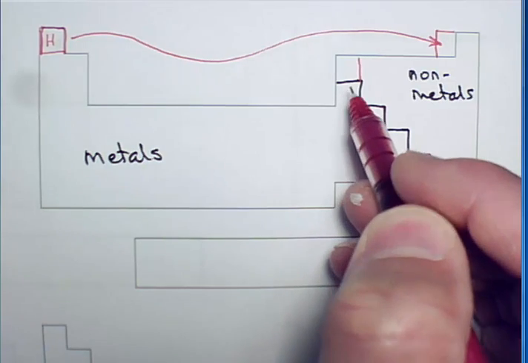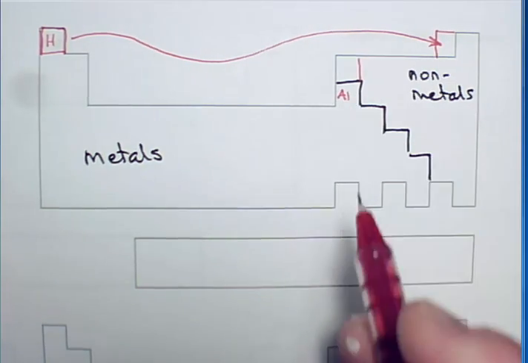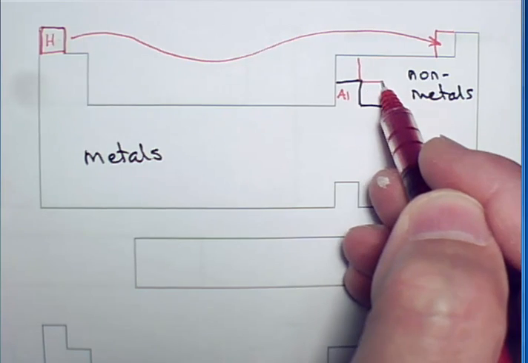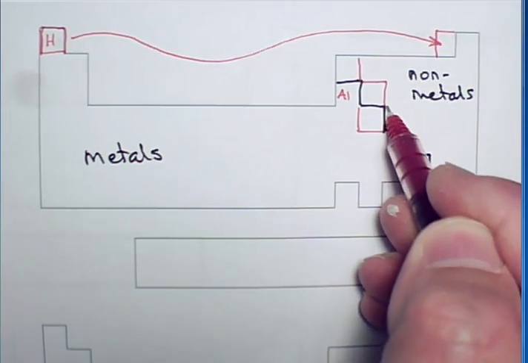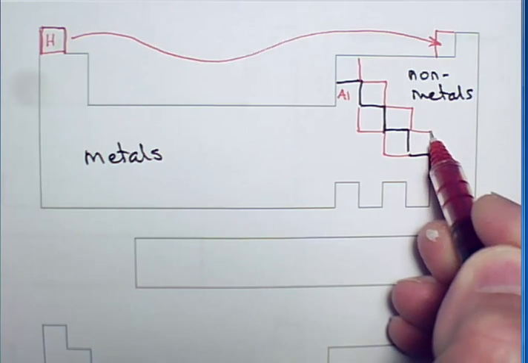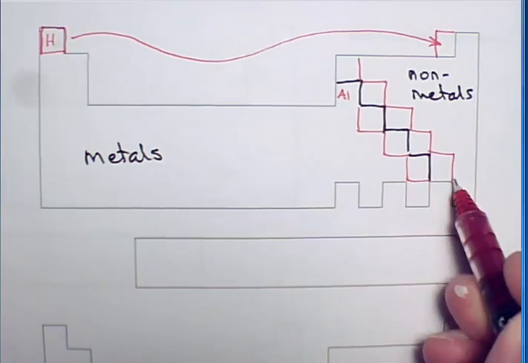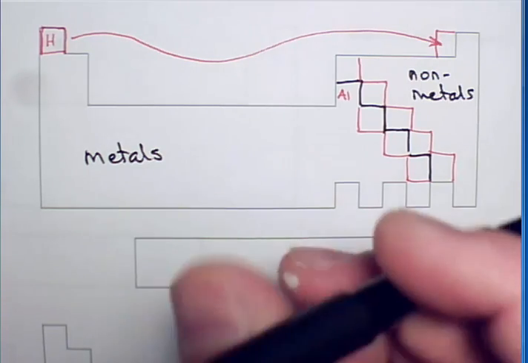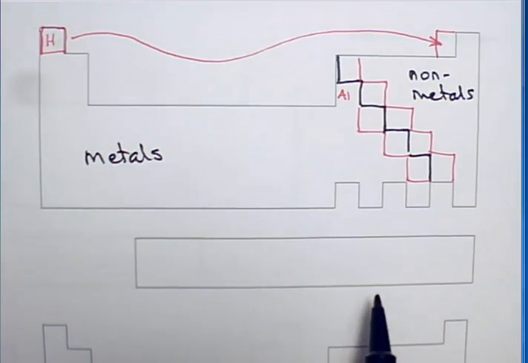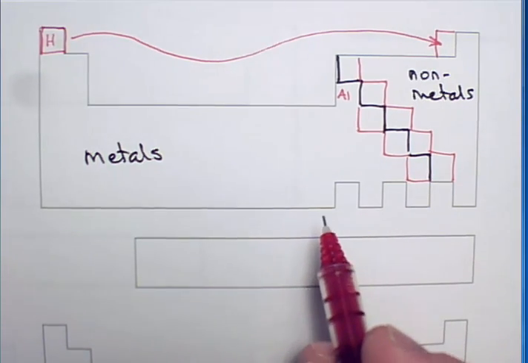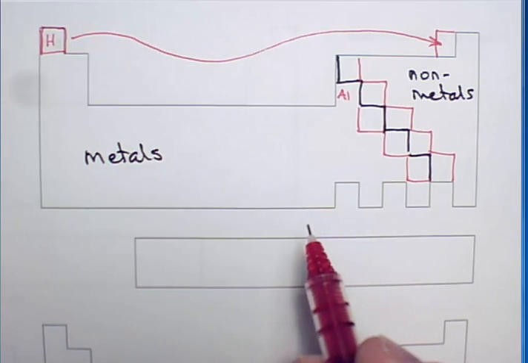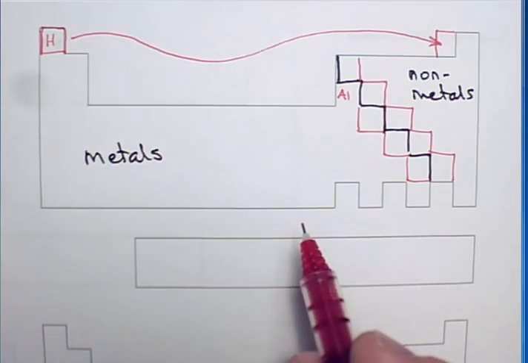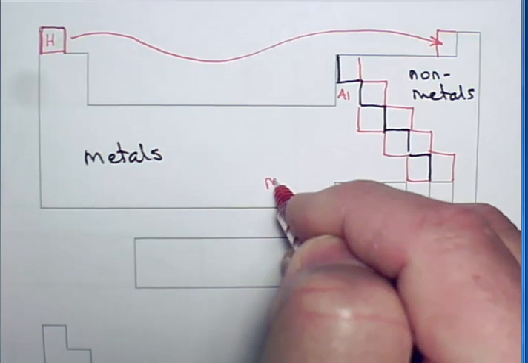So elements that are right along this stair step, except for aluminum, which is always a metal, all the other elements that touch this stair step on two sides, including boron, because when I say on two sides, you have to extend that line up there to know what I mean by two sides, those are all called the metalloids.